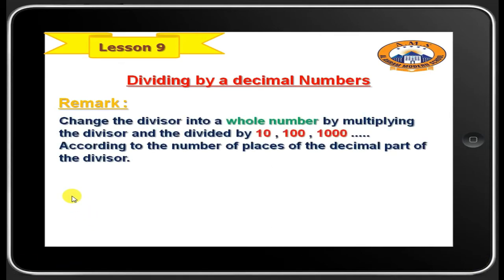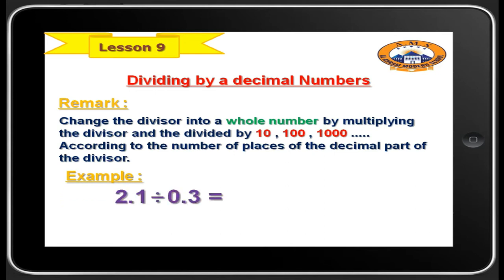So the first thing I want you to do: how can I do this operation? Just by changing the divisor to become a whole number. And how can I do this? By multiplying the divisor and the dividend by 10, 100 or 1000, according to the number of places of the decimal part in the divisor. Let's have an exercise to explain this remark.